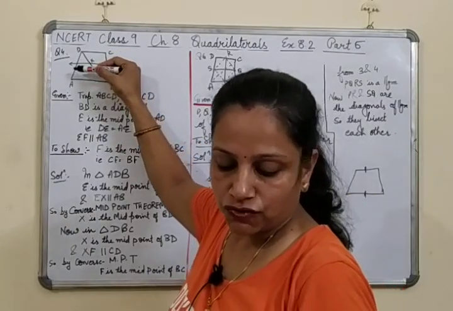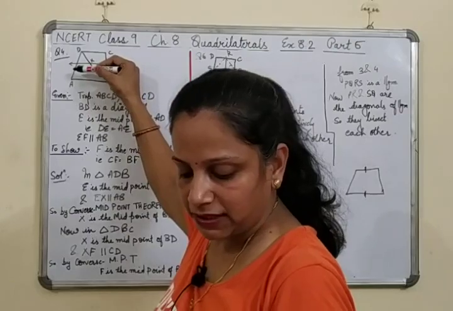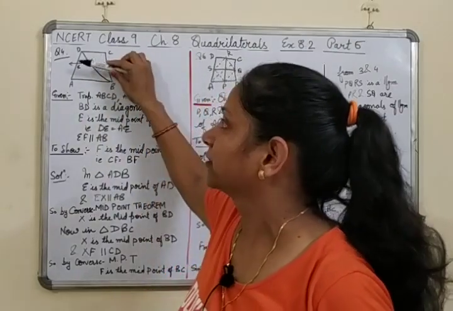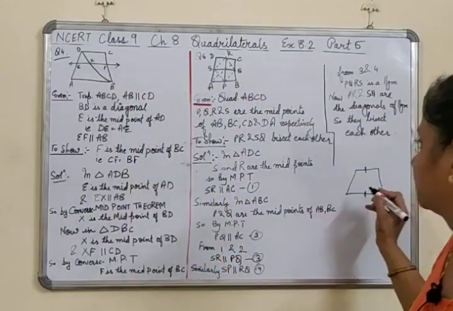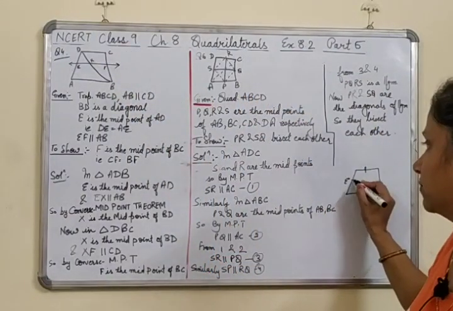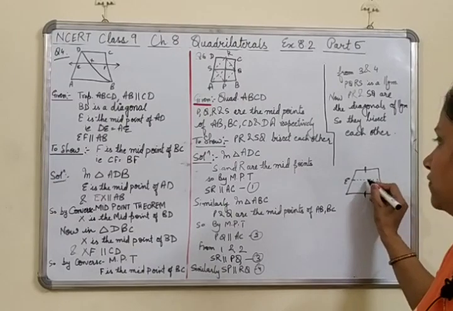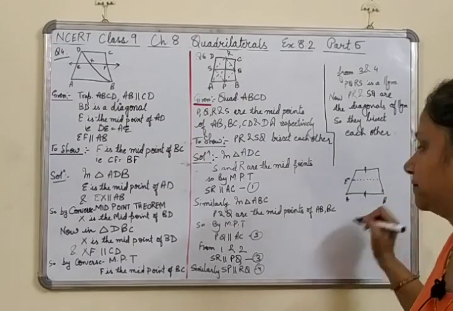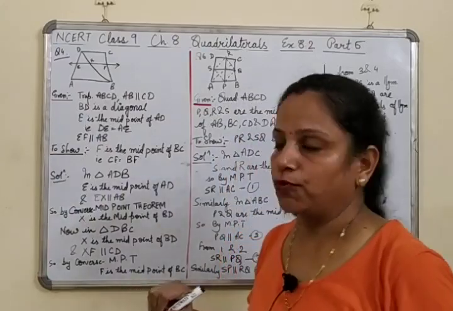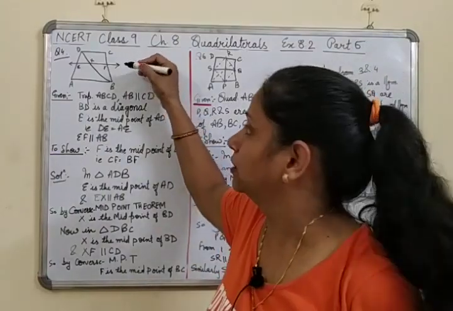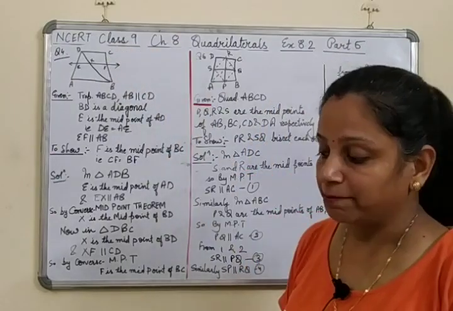A line is drawn through E parallel to AB intersecting BC at F. From this E we draw a line. Look here, E is the midpoint. From this midpoint a line is drawn which is parallel to AB. Then show that F is the midpoint of BC. We have to show that this F is the midpoint of BC.